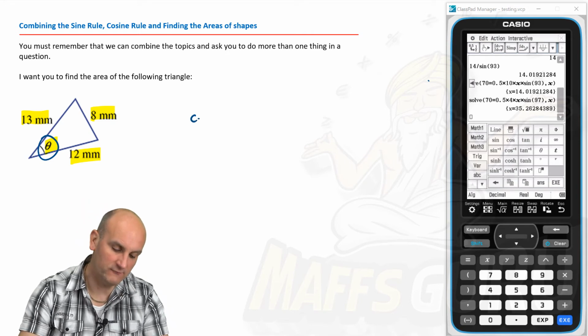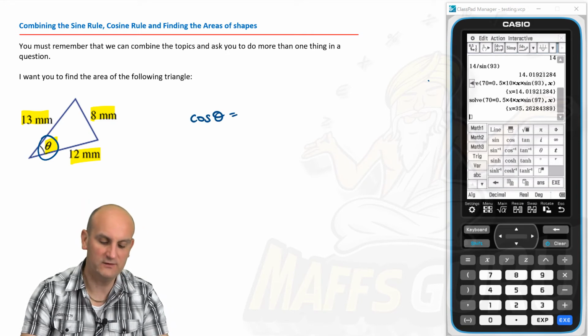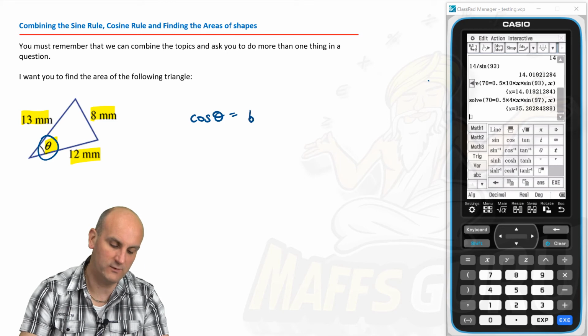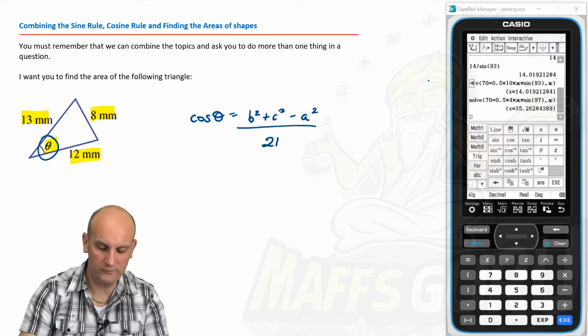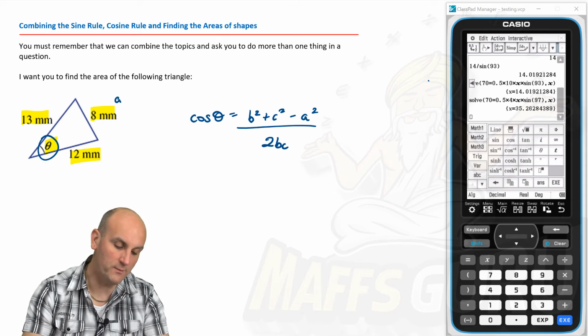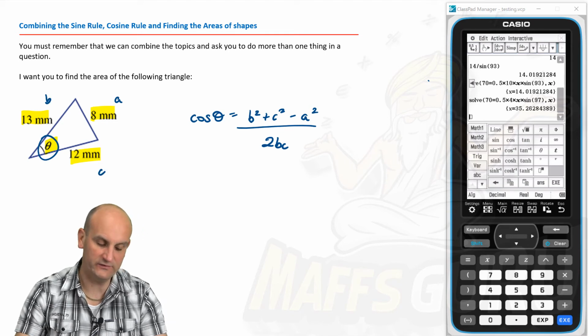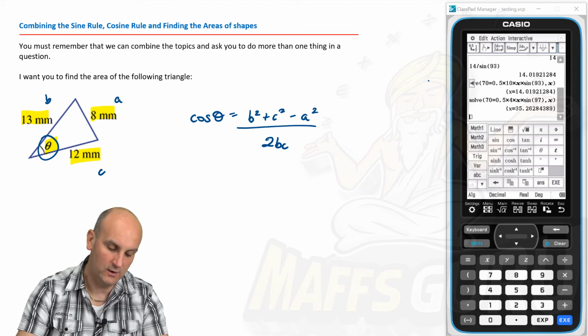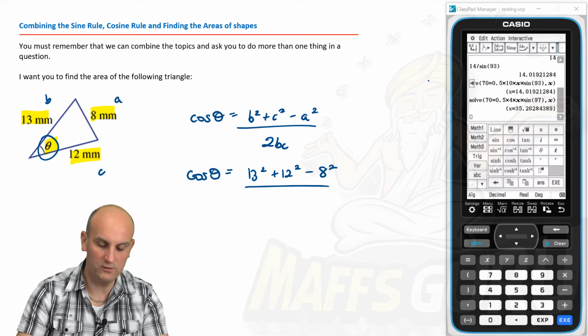So that tells me that the value of cosine theta is going to be given by, well, b squared plus c squared minus a squared, all on 2bc. And I suppose in this situation we have to label the sides. Well, the one that's opposite the angle is going to be a, this is b, and this is c. All right, so knowing that, then we can say that the cosine of theta is given by 13 squared plus 12 squared minus 8 squared, all divided by 2 times 13 times 12.